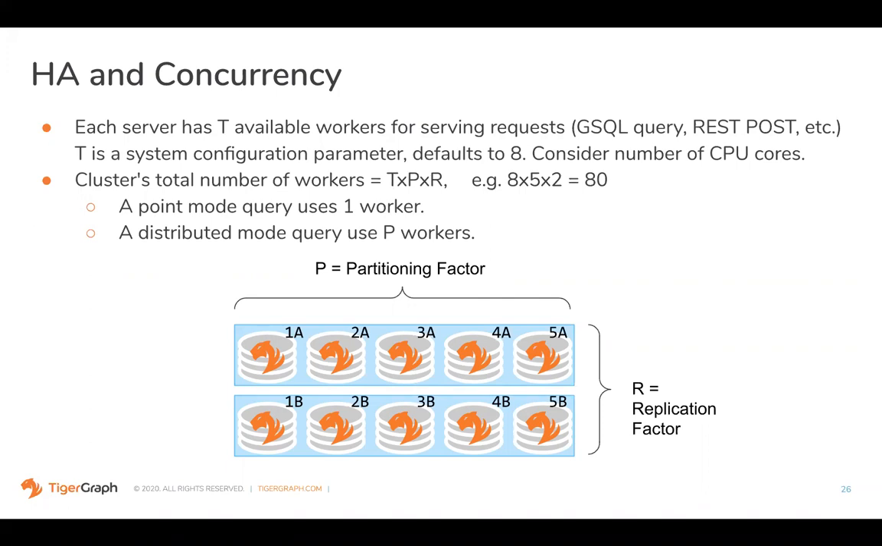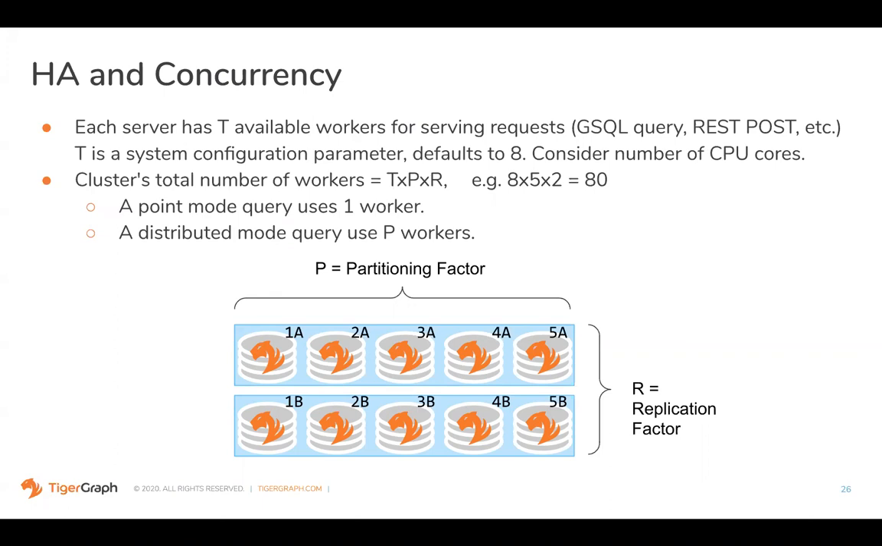So now I've numbered the system. They're 1 through 5 going across the partition, and A, B to refer to the replicas. Each server, and this is a configuration factor in the TigerGraph software, has a certain number of available workers for serving requests, such as a GSQL query, a REST POST request, et cetera. The default is 8, but you can set it higher. And you might want to think about how many CPU cores you have, because there's a correlation. It doesn't have to be the same number, but performance is influenced by that.